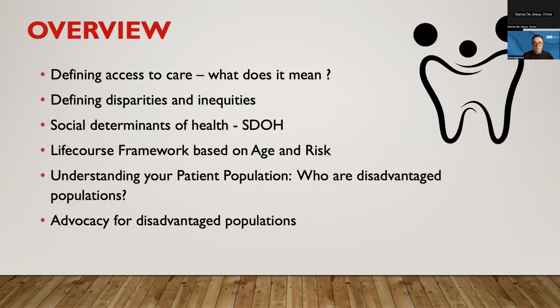For the overview of today's presentation, we're going to be defining access to care, so we can discuss what it means to every one of you, because it has different meanings, but to have a much more general perspective of that. Defining disparities and inequities. We're going to be discussing social determinants of health, the life course framework based on age and risk, understanding your patient population, and finishing with some advocacy that you can do and get involved in the future as pediatric dentists.